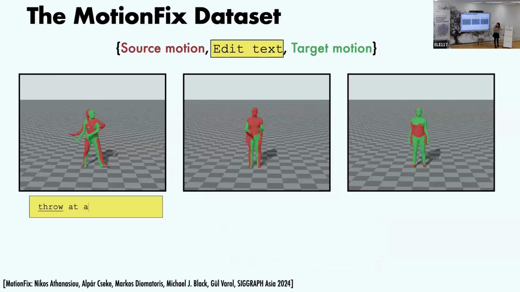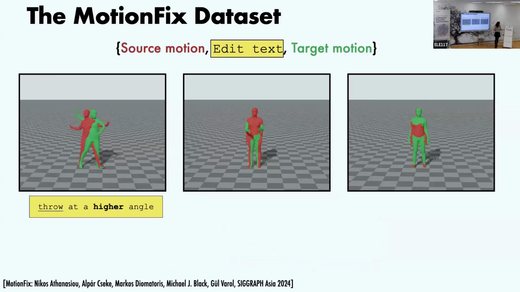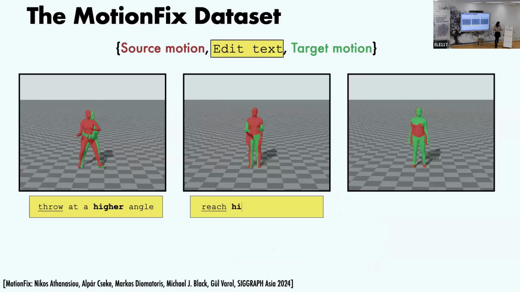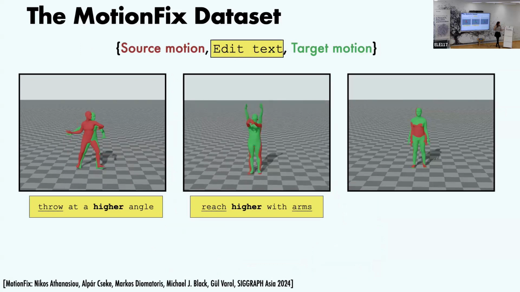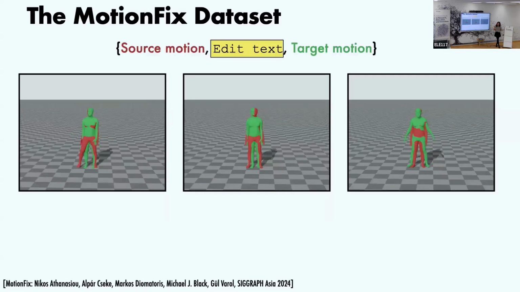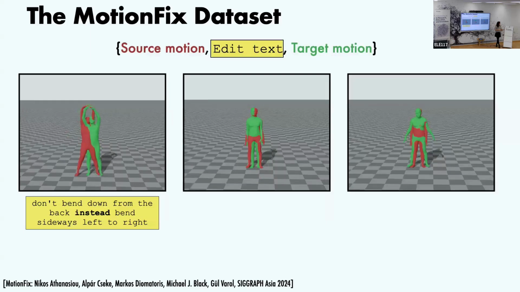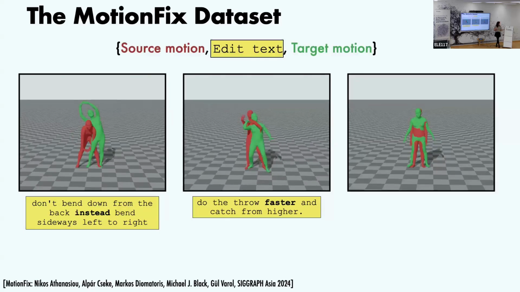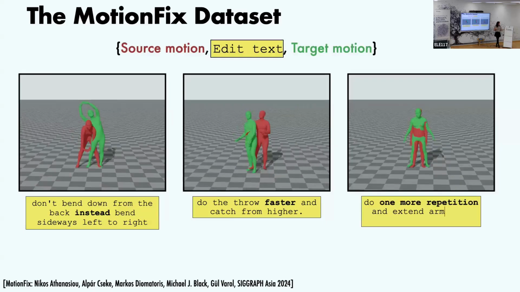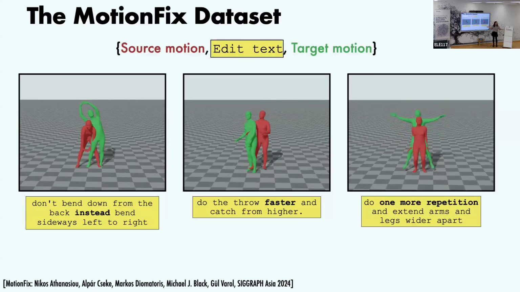So I'll just show some dataset examples for the word higher. So you can do throw at higher angle, reach higher with arms. So it's the same word in different contexts can mean different things. Put your hand higher on the head. Or you can have these, don't bend down from the back, instead bend sideways. It has these words like instead, to refer back to the source motion. Do it faster, catch from higher. Or do 1 more repetition. So if you're doing jumping jacks.